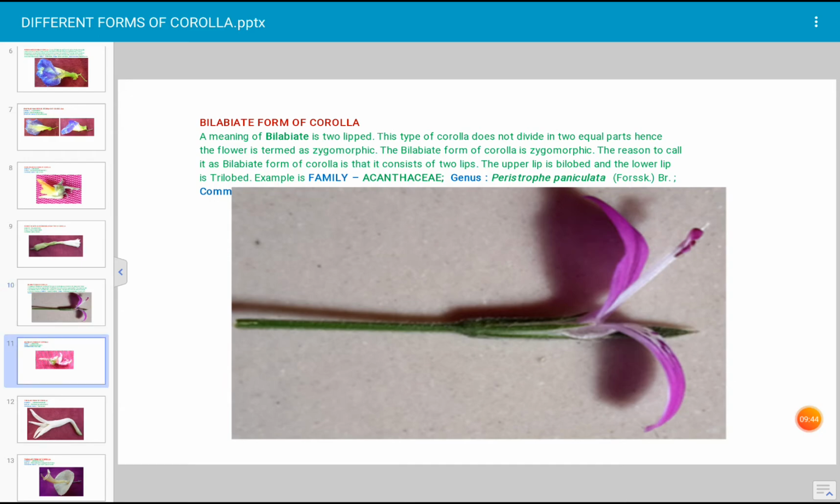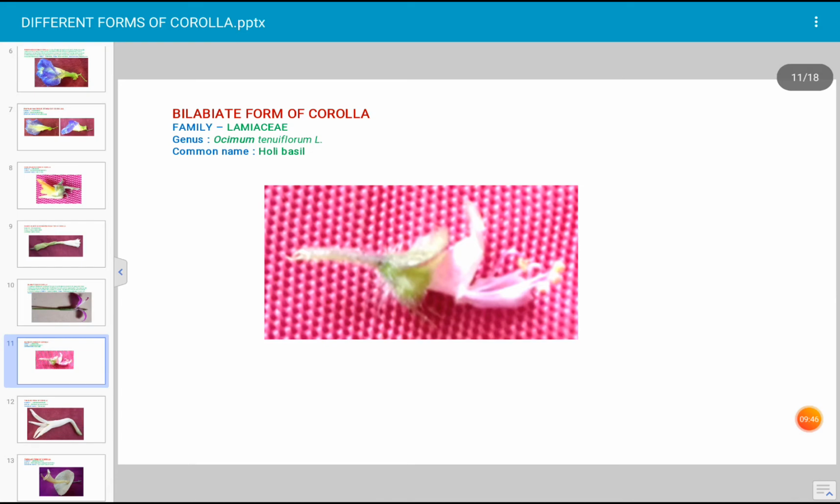And next slide. This is one more example of bilabiate form of corolla, and the botanical name of the plant is Ocimum tenuiflorum, and the common name of the plant is Holy basil. This is the bilabiate form of corolla.